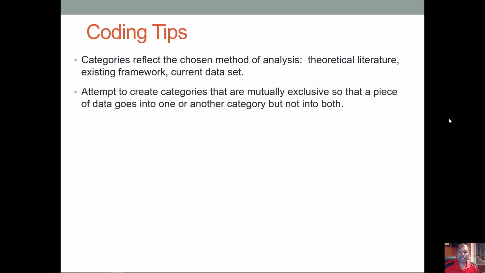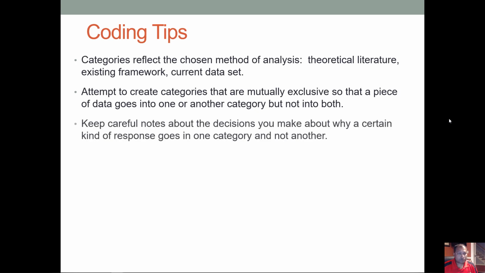Also, attempt to create categories that are mutually exclusive, so that pieces of data are not blending into each other, so you keep them separate.